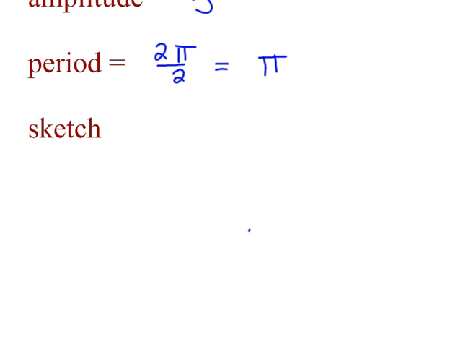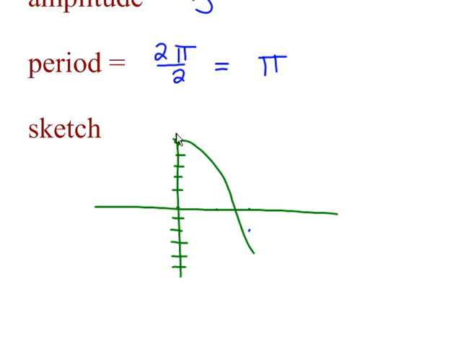So since it's not vertically shifted, we know the sinusoidal axis is the x-axis, and we go up 5. 1, 2, 3, 4, 5. We go down 5. 1, 2, 3, 4, 5. Since it says sketch, I can be kind of lenient here with my scaling. It's a cosine curve, so it starts at the top. I'm going to go ahead and just draw in one cycle.